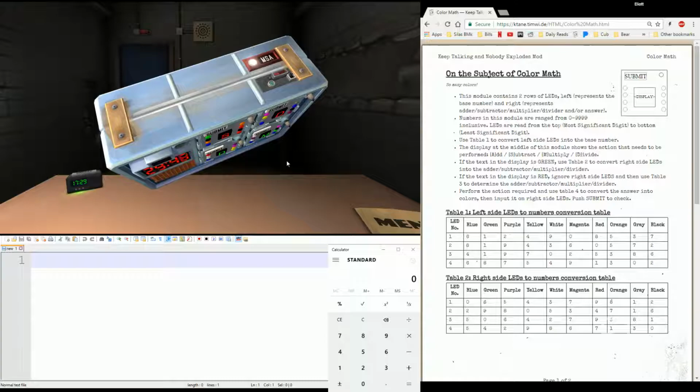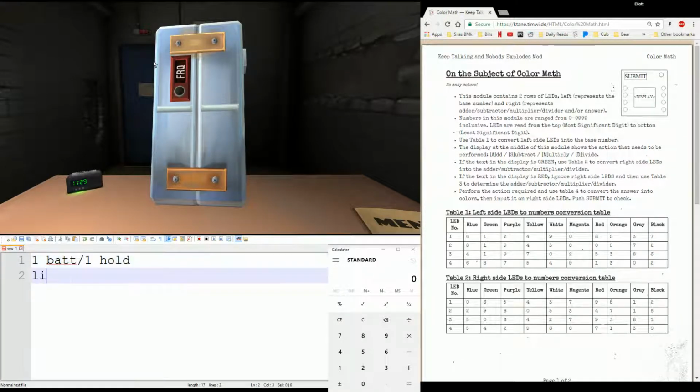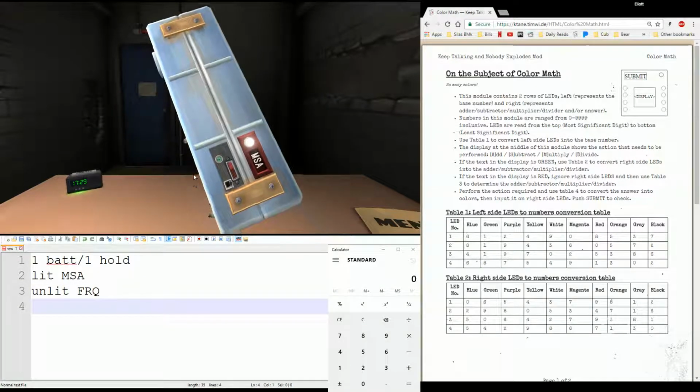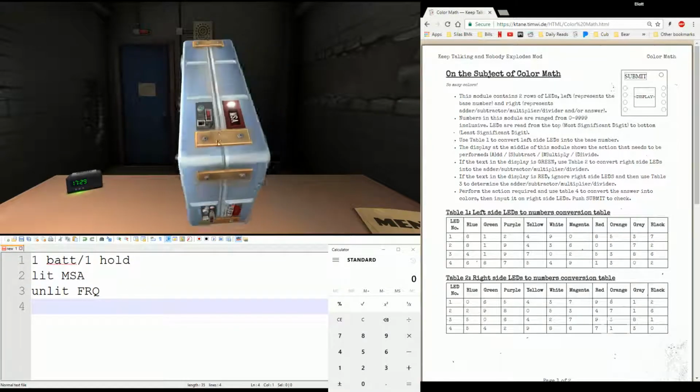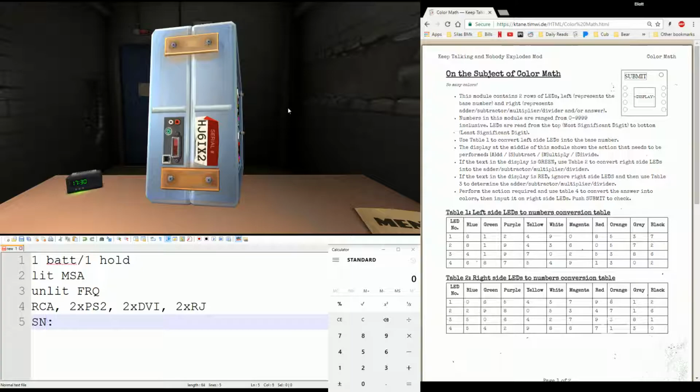We have one battery and one holder. Let's get all this down. One battery, one holder. We have a lit MSA, an unlit FRQ, and then ports. We have an RCA, two PS2s, two DVIs, and two RJ45s. We also have a serial number: HJ6IX2. Hotel Juliet 6 India X-Ray 2.